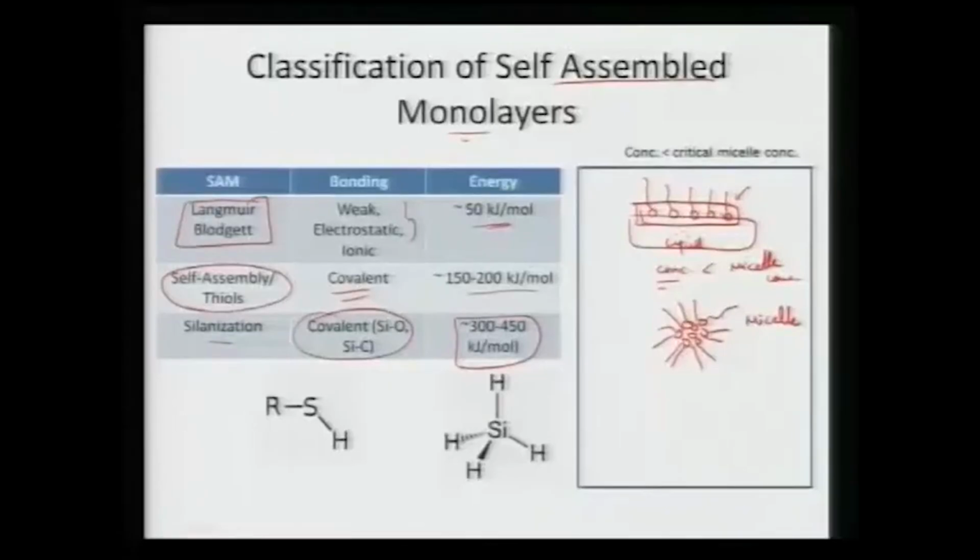Then again we have thiols. This is nothing but a sulfur bonding with a functional group or hydrogen. It generally is a covalent bond with energy of 150 to 200 kilojoules per mole. And then the third one is silanization, or silicon, which is bonded with four other groups, such as hydrogen atoms. The hydrogen atoms can again be replaced by certain functional groups later on.